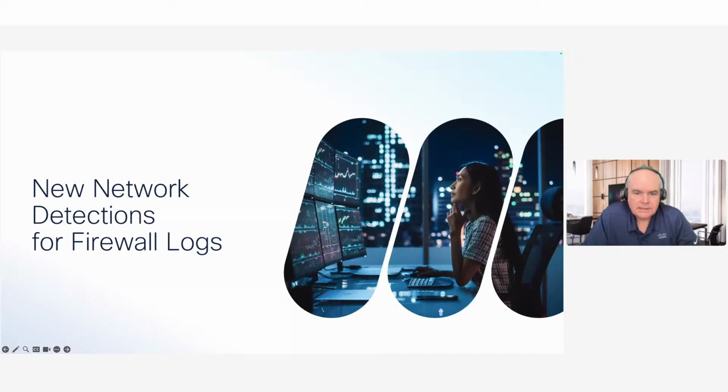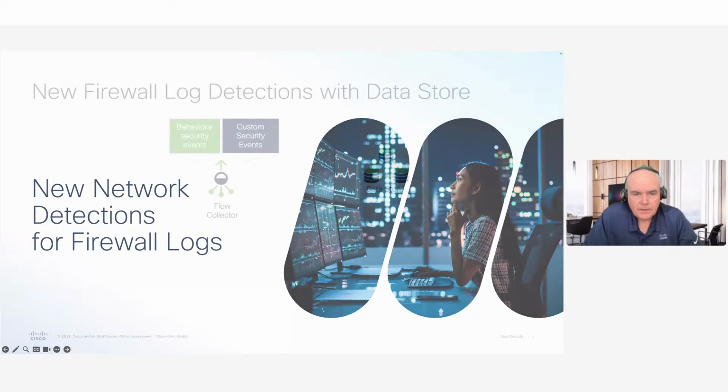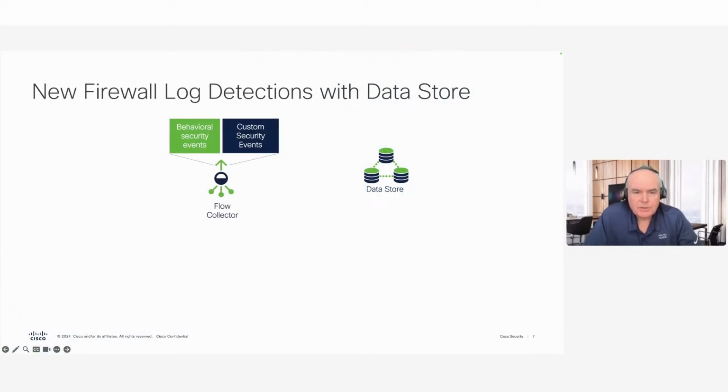So let's go into a bit more detail of one of the new features that we can talk about here in 750, and that is the detections for firewall logs. So we've mentioned this on the previous slide. What we're doing here, we have the flow collector. Flow collector has that behavioral security engine on it. It has the custom security events, which you write yourself, and the data store.